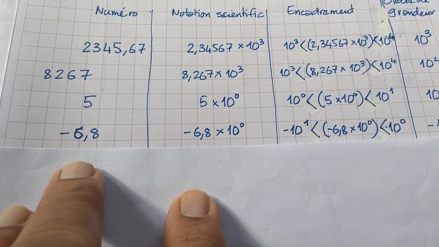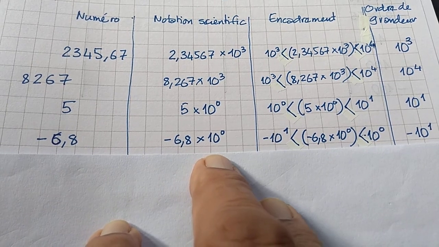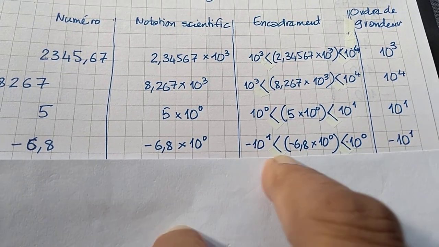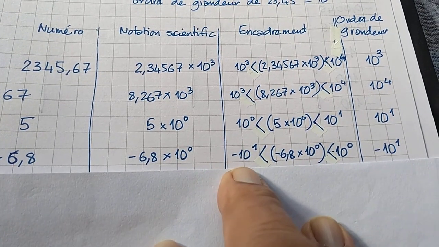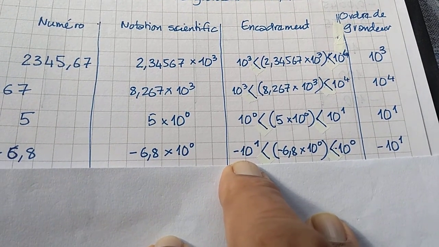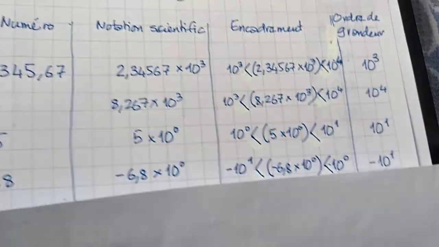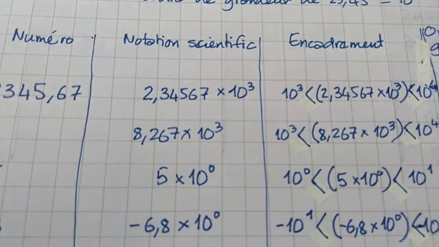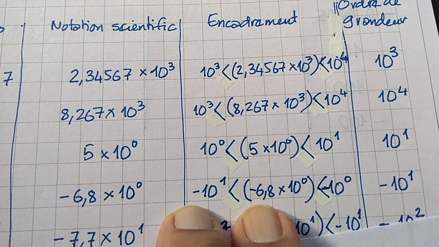Let's take now a negative number, minus 6.8. So this is minus 6.8 times 10 to the power 0. Here minus 6.8 is bigger than minus 10 and it is smaller than minus 1. I'm sorry, you don't see the minus sign very clearly there. I'd use whiteout, so that is minus 1. So it is between minus 1 and minus 10, minus 6.8.